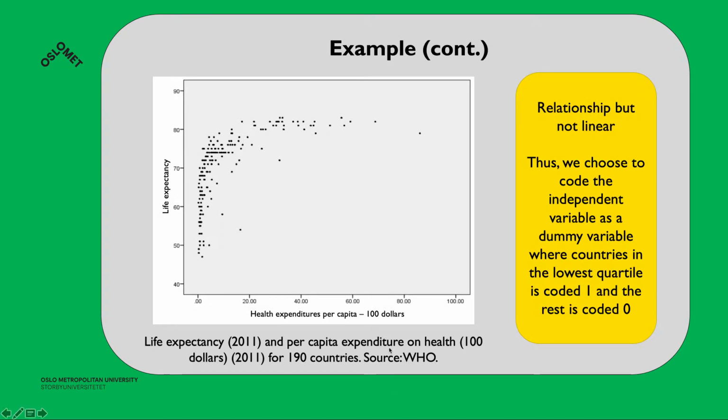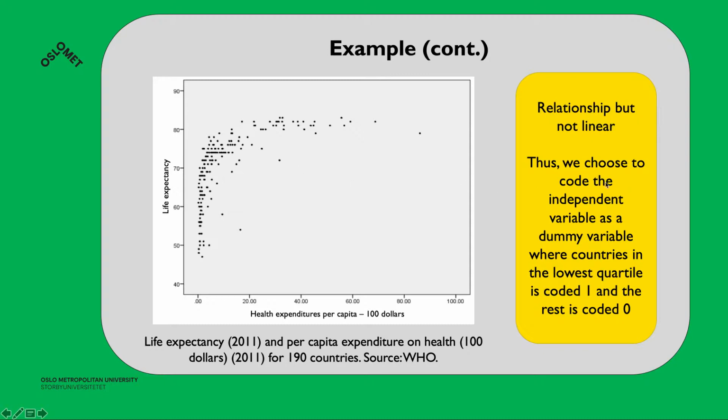And let's look at a scatter plot where we have health expenditures per capita and life expectancy. As you can see here, there's a curvilinear relationship between these two. So the relationship is not linear. And when the relationship is not linear, we cannot include this in our model straightforwardly because we are running a linear regression model. So we presume that the relationship between the dependent variable and the independent variables we include is linear. But in this example, the relationship between this independent variable and this dependent variable is not linear.